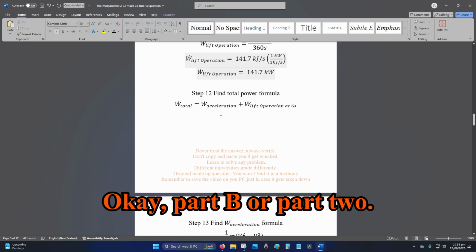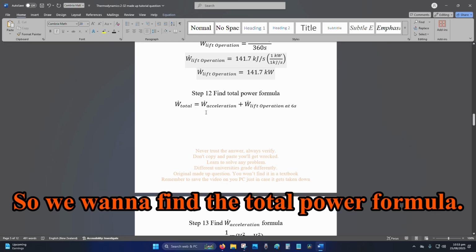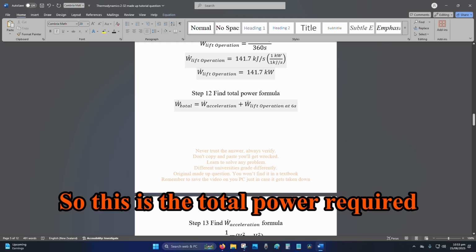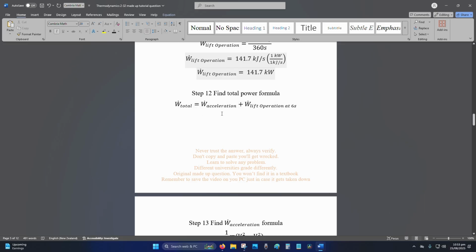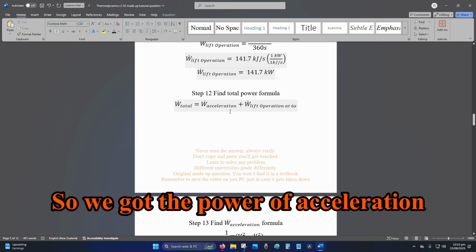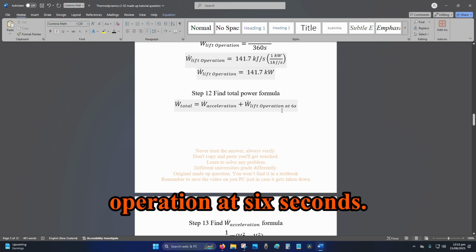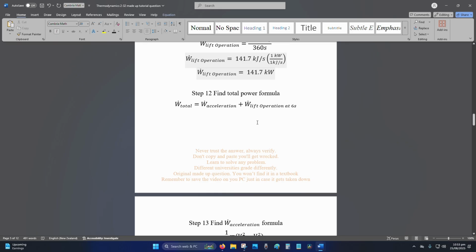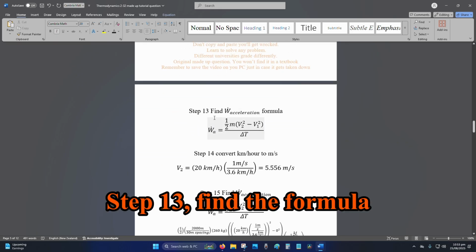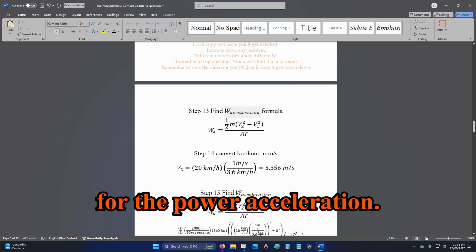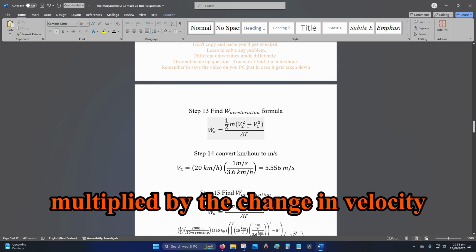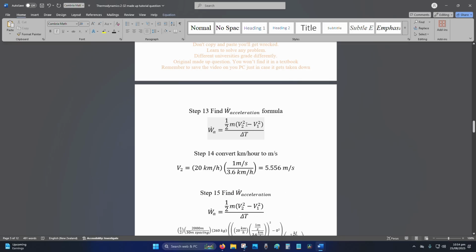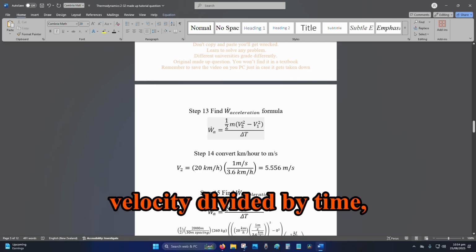Okay, part B, or part 2. So we want to find the total power formula. So this is the total power required to accelerate from 0 to 6 seconds. So we've got the power of acceleration and the power of operation at 6 seconds. Step 13, find the formula for the power of acceleration. So it's half mass multiplied by the change in velocity divided by time. So the change in velocity divided by time, that's actually acceleration.